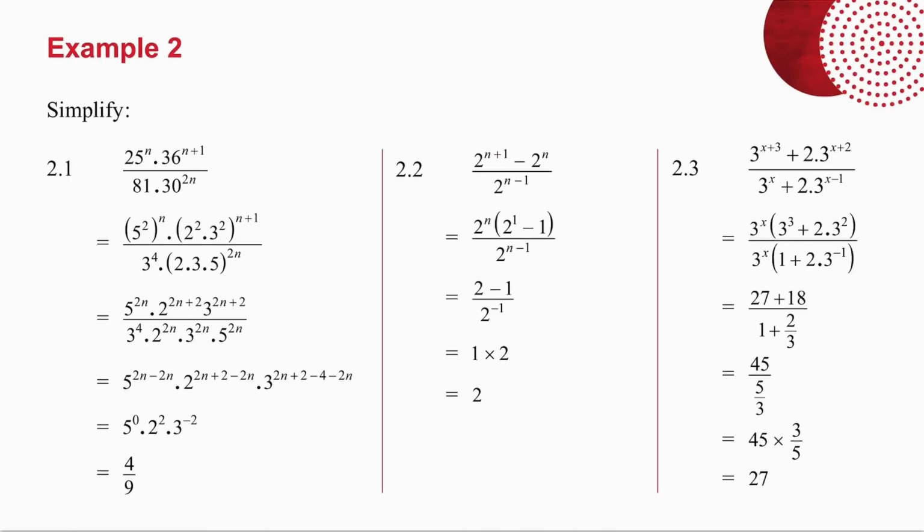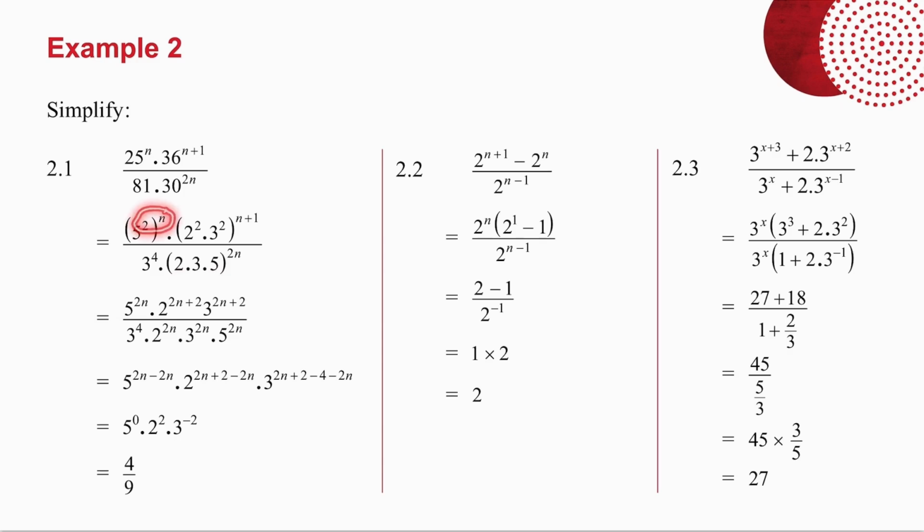In the first one, what I do is I break up all these bases into their prime factors. So 25 is 5 squared. 36 is 4 times 9. Go further, so it's 2 squared times 3 squared. 81 is 3 to the 4. 30 is 6 times 5. Go further, and I get 2 times 3 times 5.